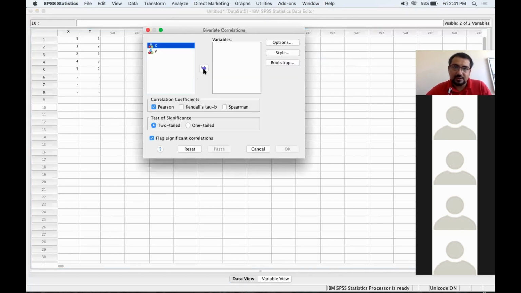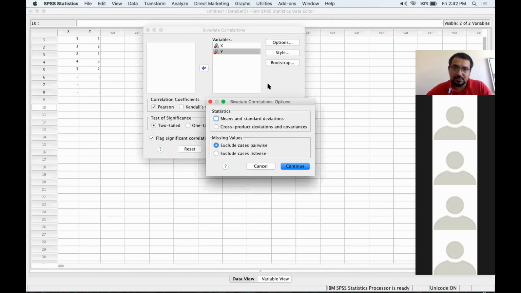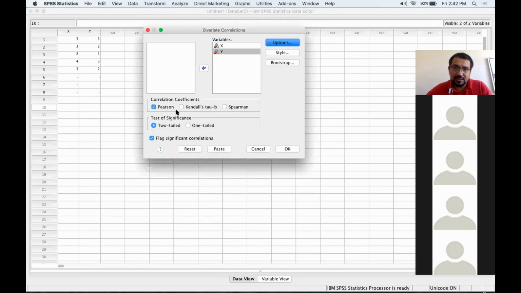Then we are going to choose X and Y. Under options, we will choose statistics, and look here. It is asking Pearson and Spearman. Do you remember I told you that it will always ask you in a box? Spearman is non-parametric. We will be discussing in the third week what parametric and non-parametric correlation are. The test of significance we will also learn in third week, not now.